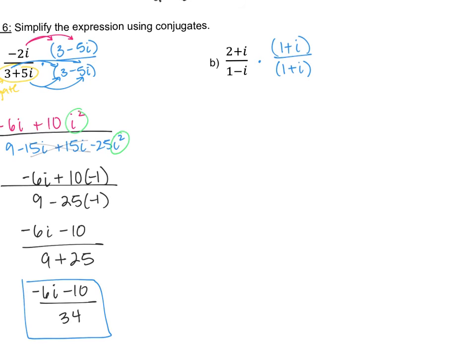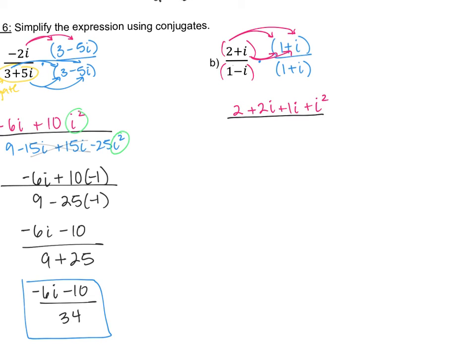I don't want to have i's in the denominator because it's impossible to divide by an imaginary number. So now here I'm going to try to FOIL. I'm going to put some parentheses around to make this a little bit easier for me to organize my thoughts. So in the top I have 2 times 1, which is 2. 2 times i, which is positive 2i. i times 1 is positive 1i. i times i is i squared.